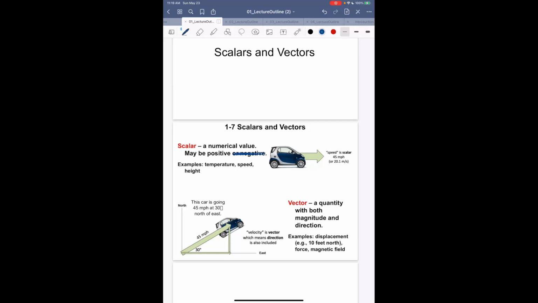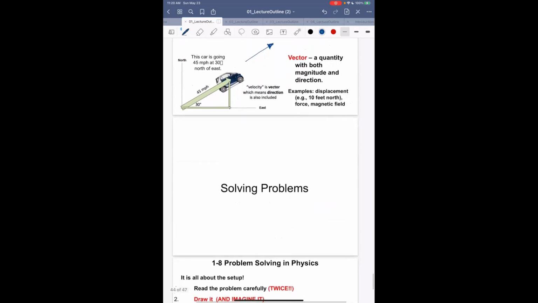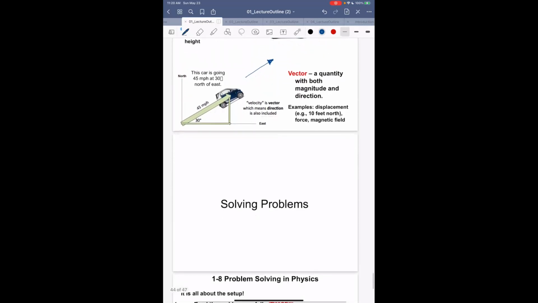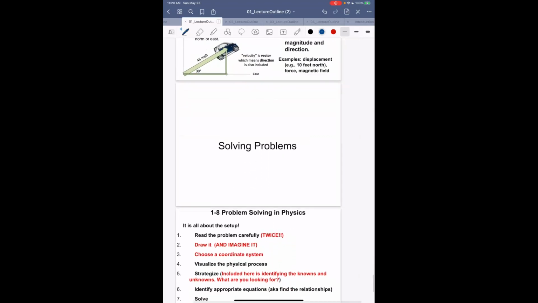A vector is a quantity that has magnitude and direction, and we use vectors like displacement, force, and magnetic fields. We represent vectors by an arrow, which is a segment plus a head that points in the direction. We will talk more about vectors later, but this is just a heads up.